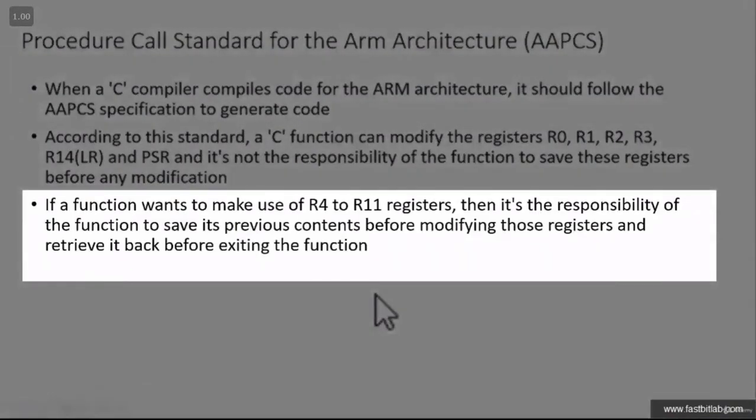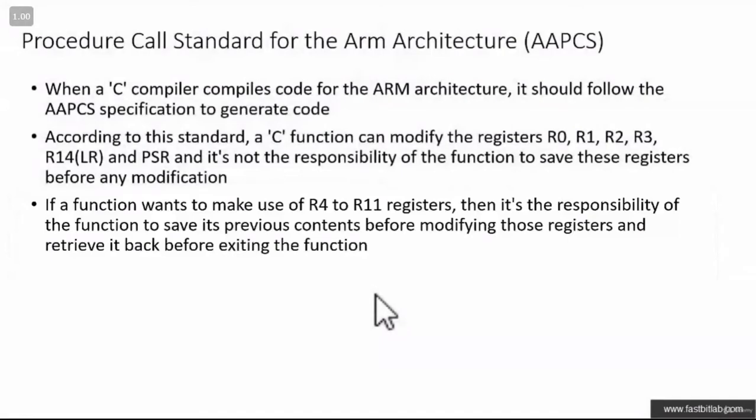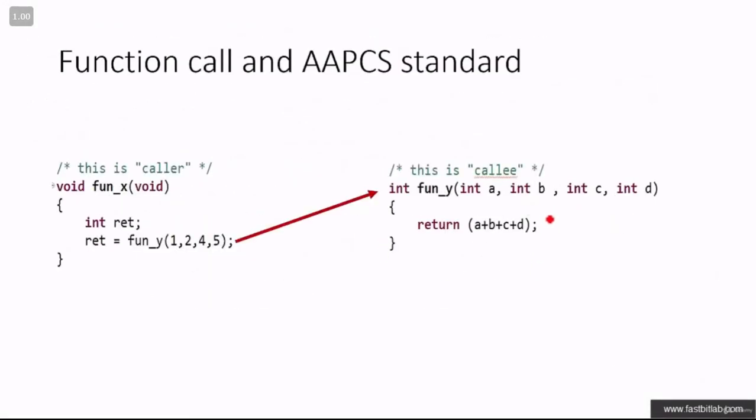If a function wants to make use of the R4 to R11 registers, then it's the responsibility of the function to save their previous contents before modifying those registers and retrieve them back before exiting the function. Let's say this function wants to modify R7. Then it first has to push R7, then modify R7, then pop R7 before exiting the function, so that when the control goes back to the caller, the R7 value is intact. It should not be corrupted.